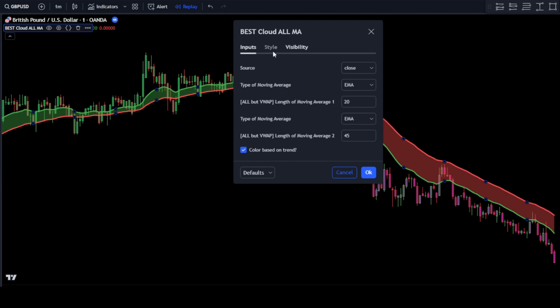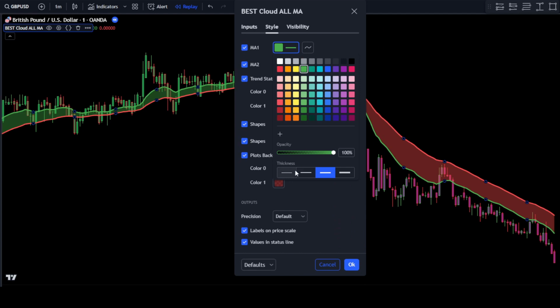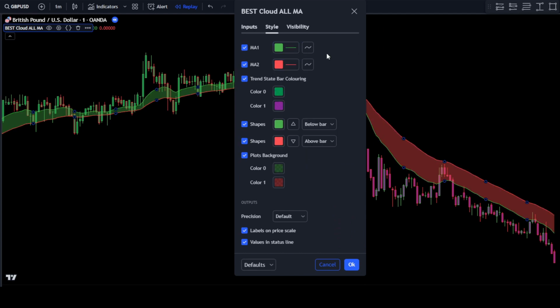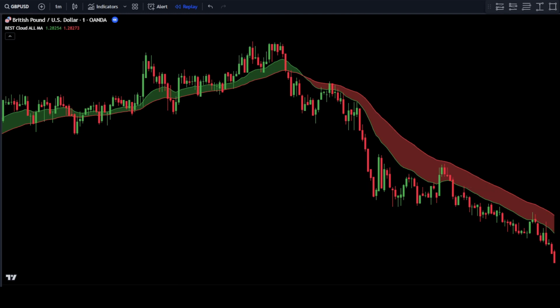After that, go to the Style tab. In the Style tab, adjust the thickness of MA1 and MA2 to your preference. Then uncheck the Trend State Bar coloring. Next, uncheck the shapes. Once done, click OK to confirm the changes.